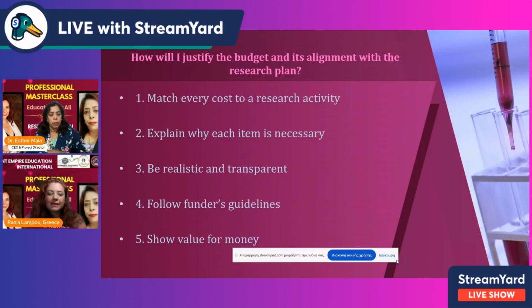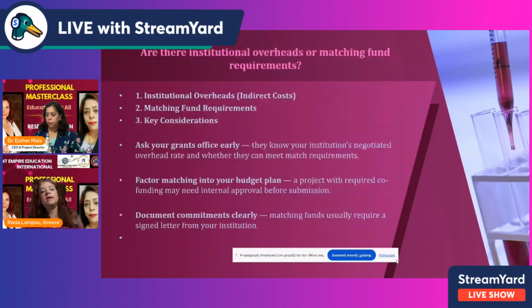Show value for money. This means that you need to demonstrate efficiency by comparing cost to impact. Mention in-kind contributions, lab space or equipment already available, institutional support, and highlight co-funding if it's possible. So the tip here is that a strong budget justification reads like a mini project management plan. It shows that you have thought through resources, timelines, and feasibility.